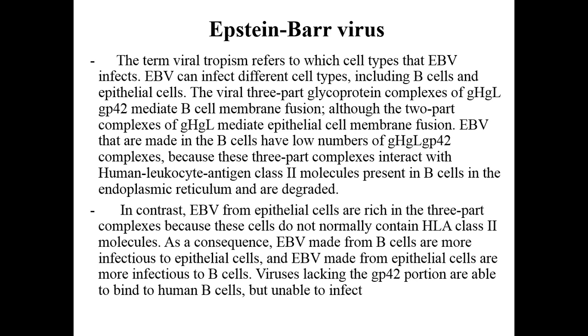As a consequence, Epstein-Barr virus made from B cells is more infectious to epithelial cells, and Epstein-Barr virus made from epithelial cells is more infectious to B cells. Viruses lacking the gp42 portion are able to bind to human B cells but are unable to infect.